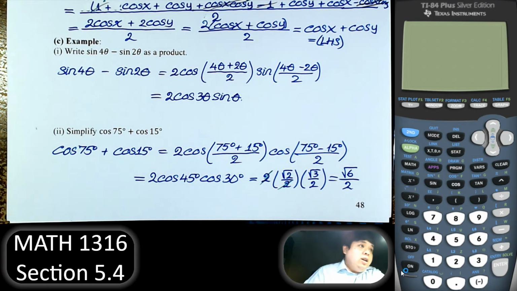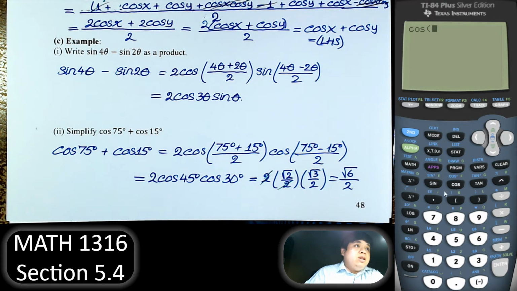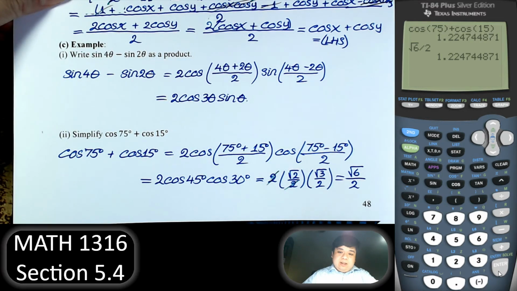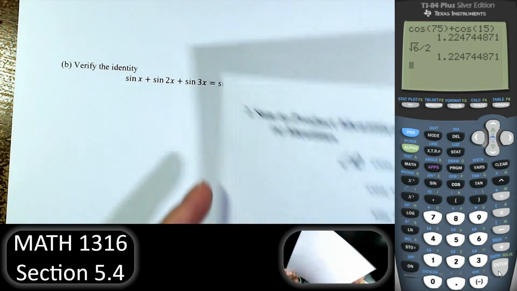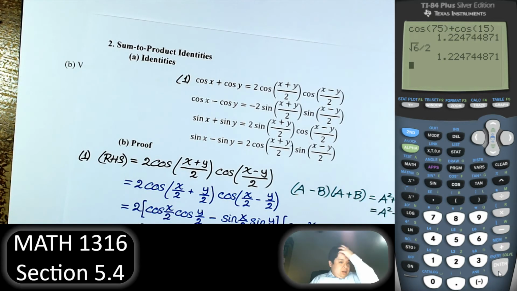Right. Certainly we can verify this, right? It's in degree mode. So cosine of 75 plus cosine of 15. And then if we take square root of 6 divided by 2, we should get the same thing. And we do. So that's what we have. So it's straightforward. Those are the identities.